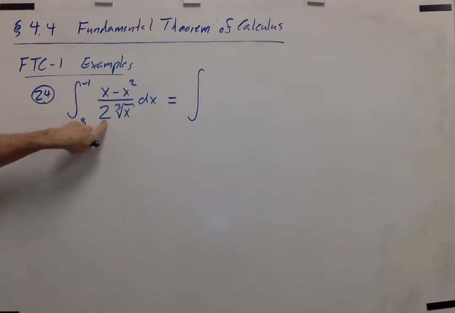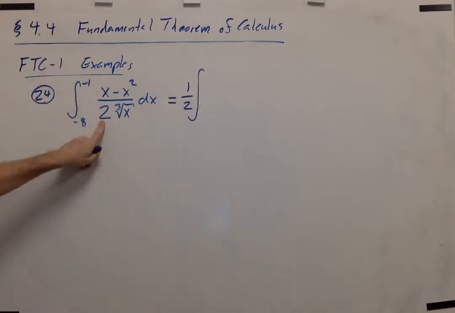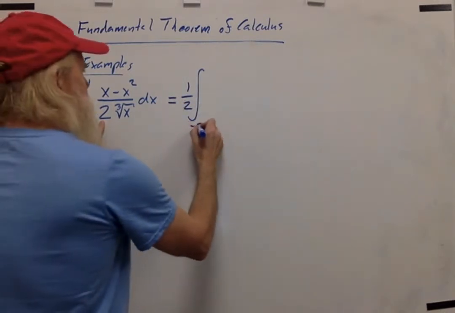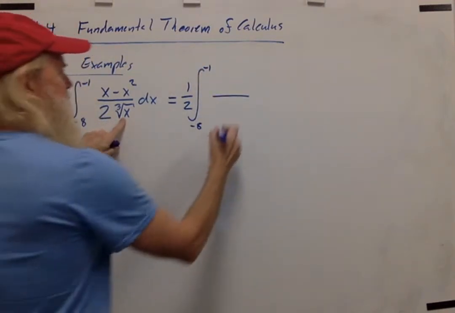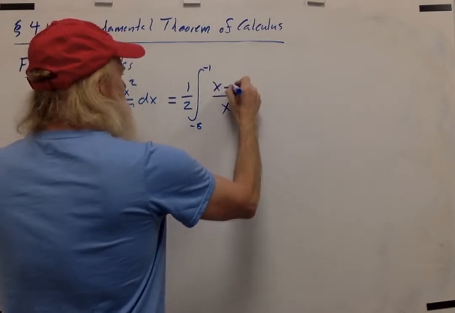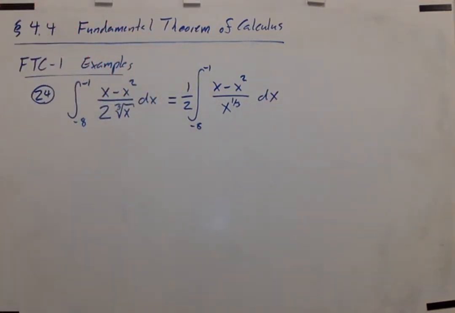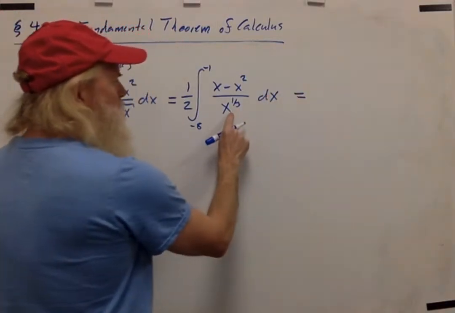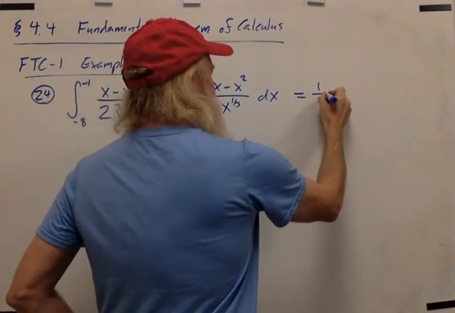To begin with, notice that I have a factor of 1/2, which is a constant, and we can factor constants out of the definite integral. I can also rewrite this denominator as x to the 1/3 power. So now this looks a little bit better. I can also bring this x to the 1/3 up to the numerator if I give it a negative exponent.